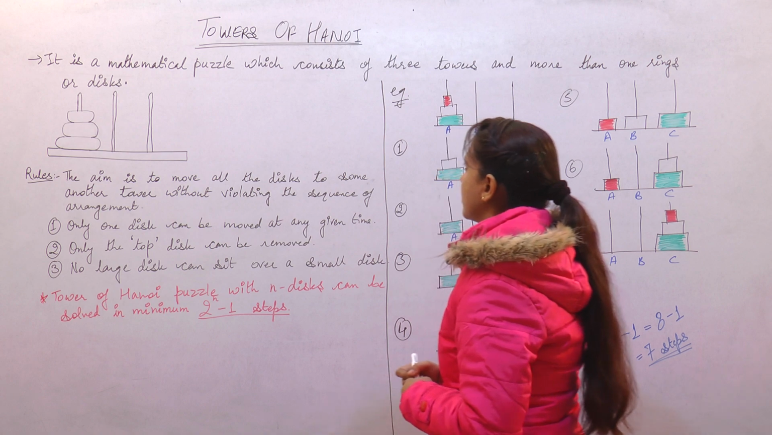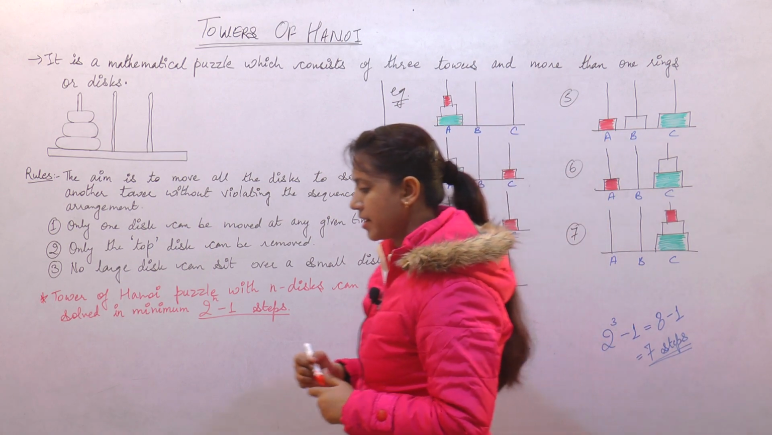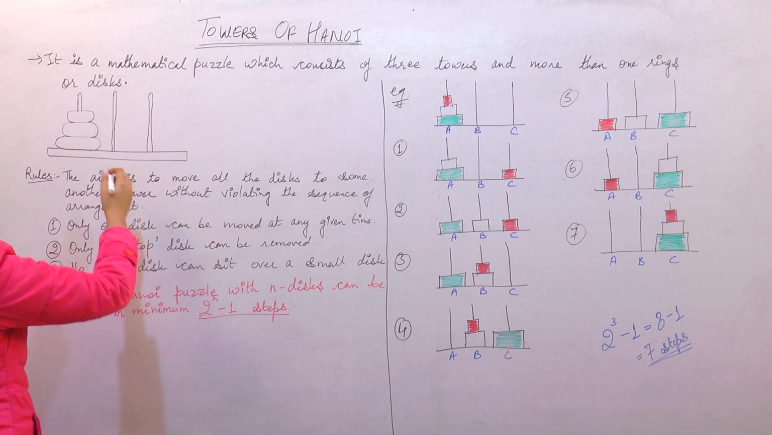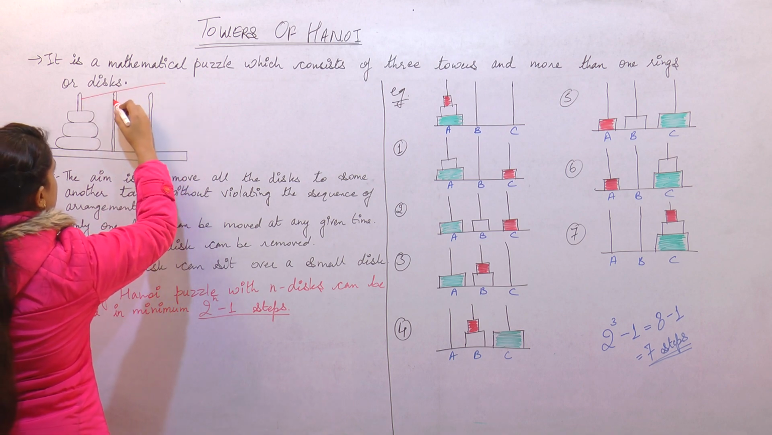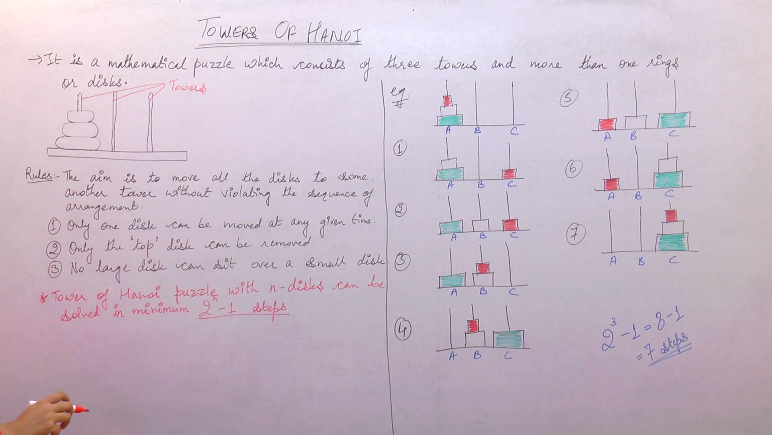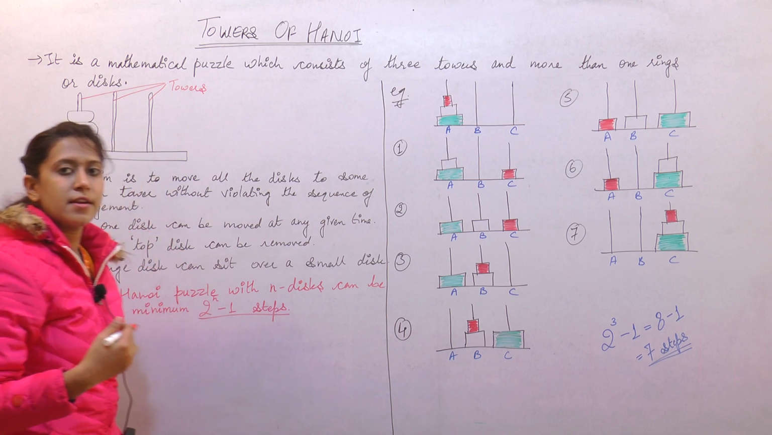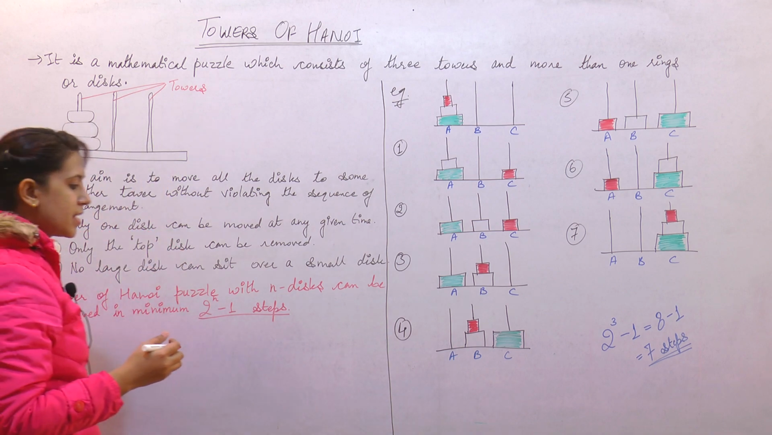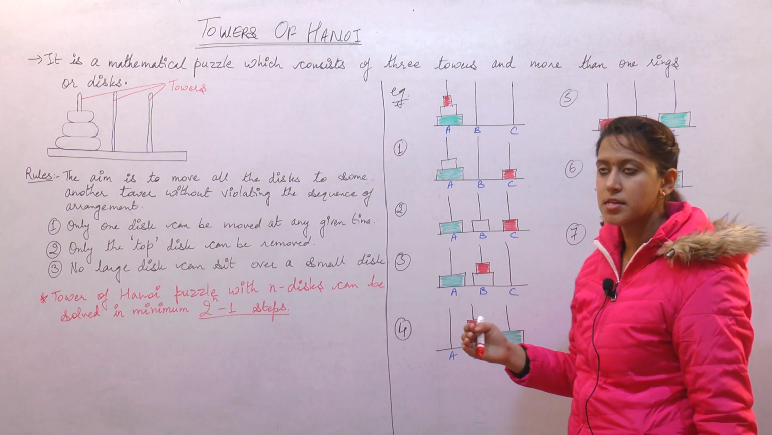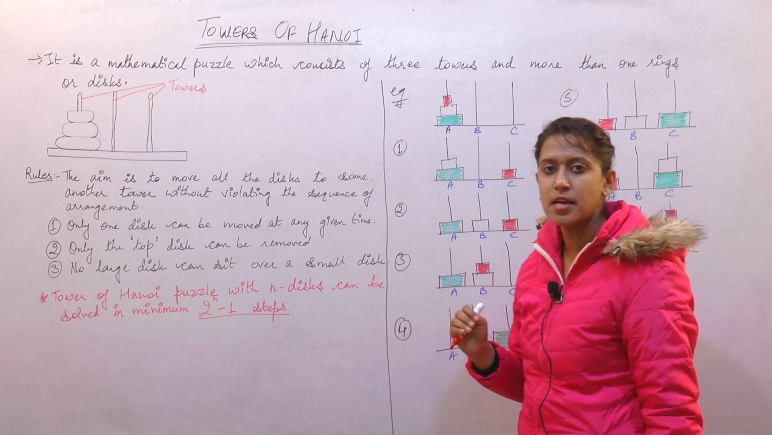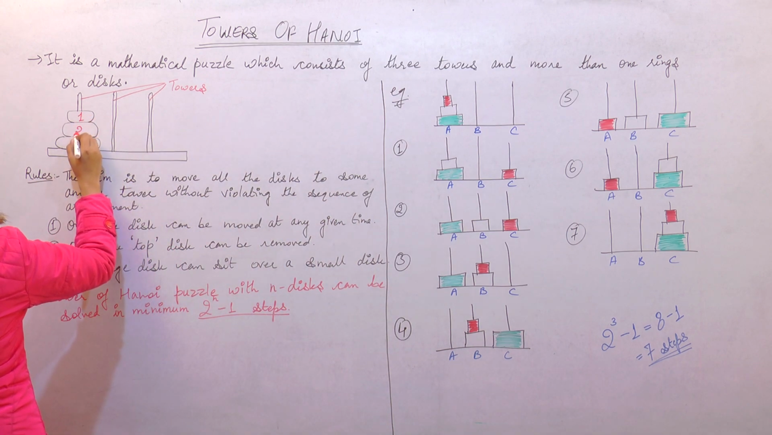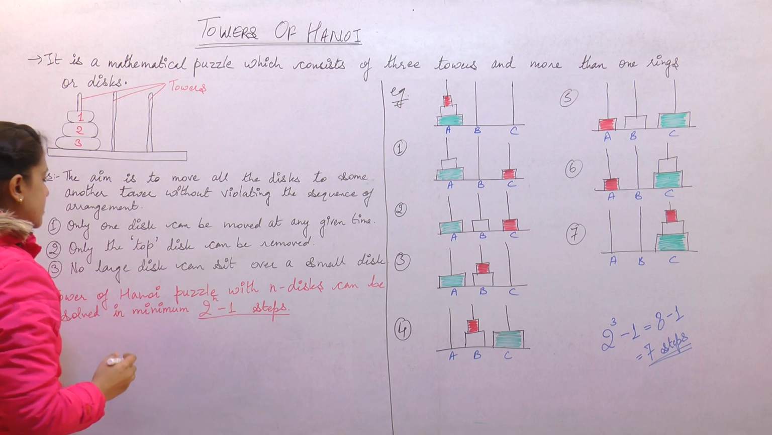It is a mathematical puzzle which consists of 3 towers. So these are the towers of this puzzle, and it can have more than 1 ring. That means we can have 2 rings and then we can solve that puzzle. 3 rings, 4 rings, we can easily solve, but rings must be more than 1. So here we have 3 rings, 1, 2 and 3, and 3 towers.